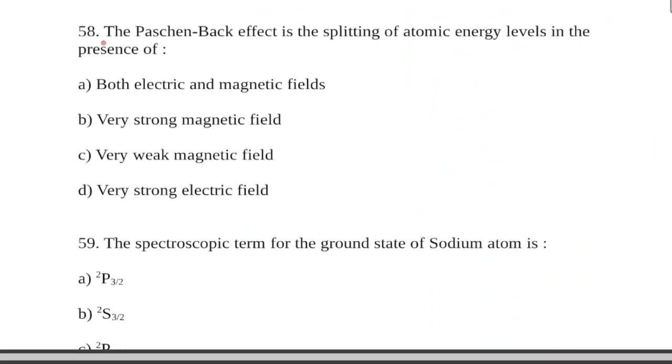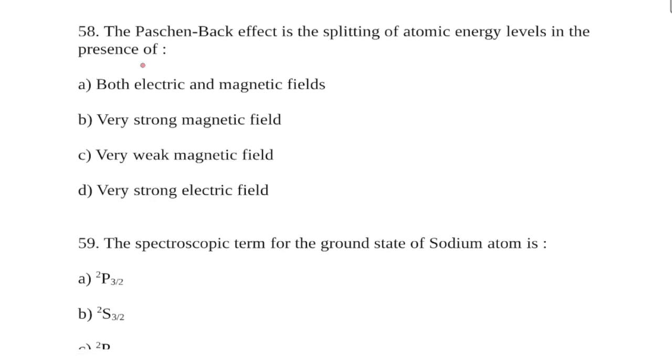Next, 58. The Paschen-Back effect is the splitting of atomic energy levels in the presence of a very strong magnetic field. Okay, and in the presence of an electric field, that will be the Stark effect.